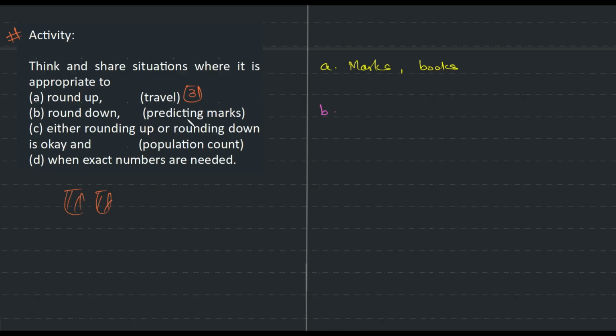Oh, predicting marks. Okay, I've given it over here. So generally marks can go either way. So there is an either category also. Ideally, it should be less. You tell that I might get this. It's better to keep it on the low bar. And if we pass that mark, that will make us feel better. Either rounding up or rounding down: population count, right?